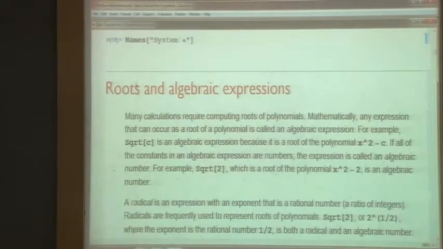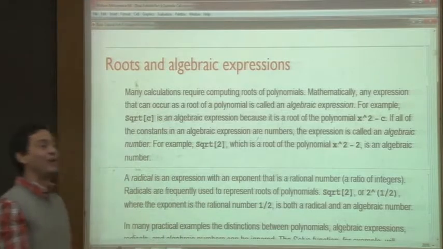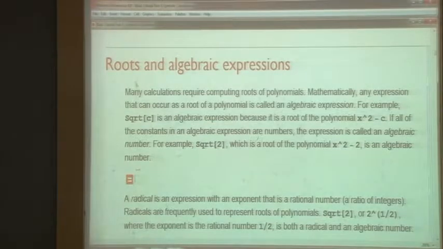Anyway, so now we talk about roots and algebraic expressions. As usual, any expression that can occur as a root of a polynomial is called an algebraic expression, right? Actually, remember what we did yesterday? Sometimes we are having difficulties with a concept, or we're not sure about the definition, we can ask Wolfram Alpha, right? Do you guys remember how to do that? We can put equal, right? And we put what? Algebraic expression, right? Oh, wrong key, I pressed the wrong key.